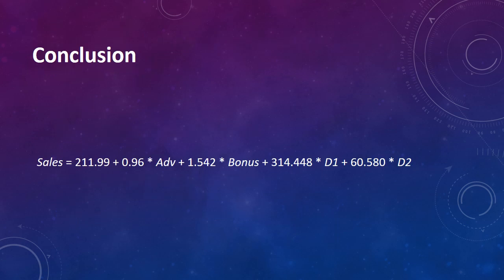So at last, we reached the final conclusion of the regression model. That is, sales is equal to 211.99 plus 9.96 times advertising plus 1.542 times bonus plus 314.448 times D1 plus 60.58 times D2.